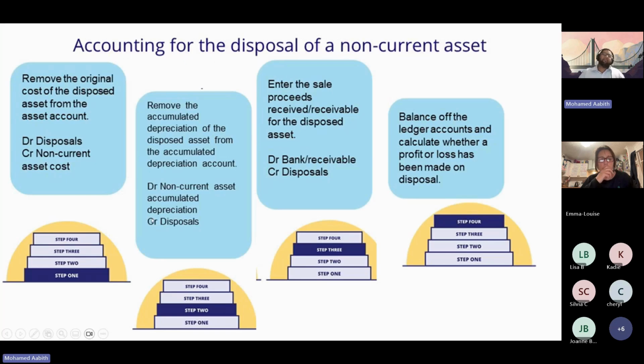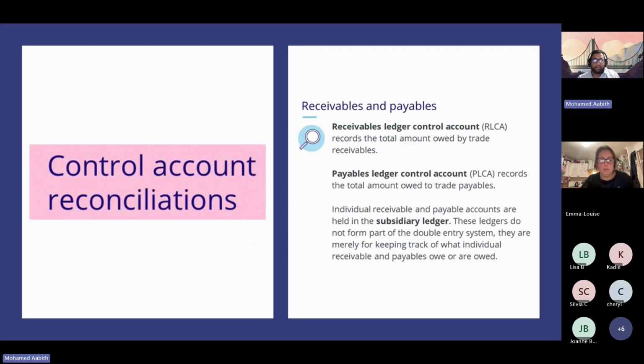Now let's look at further slides. We have looked at some questions on disposal. Now let's look at the control accounts. What is important about control accounts here? One of them is payables. The other one is the receivable control account. You also know they have two different areas.